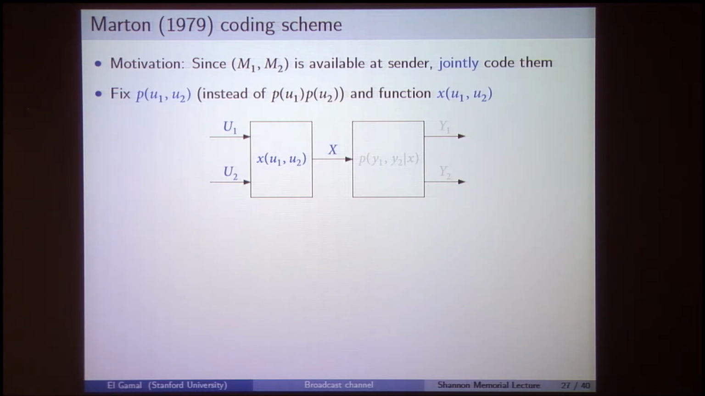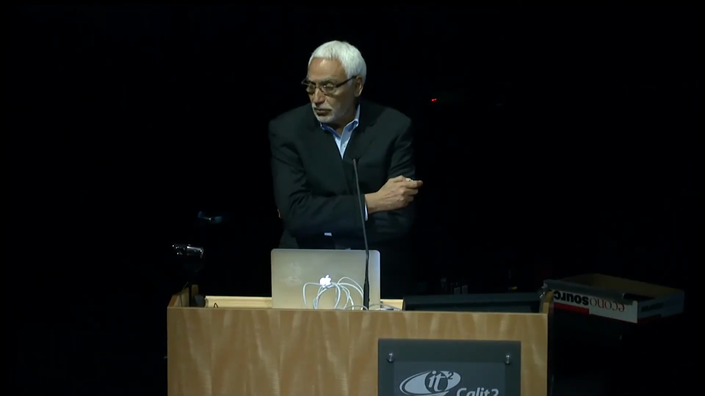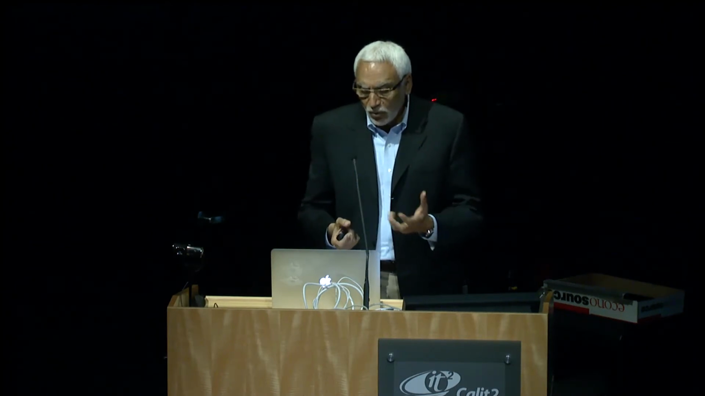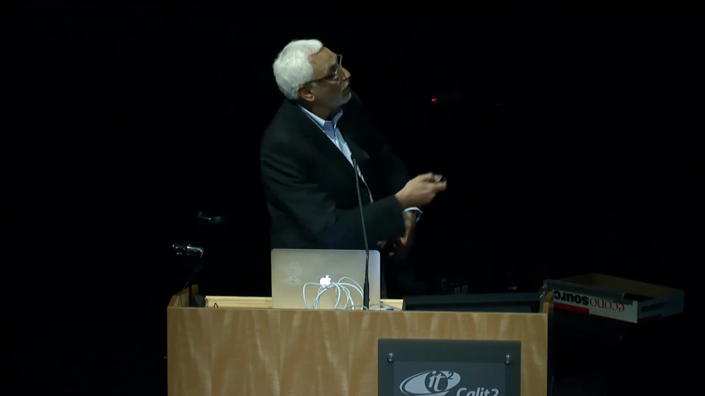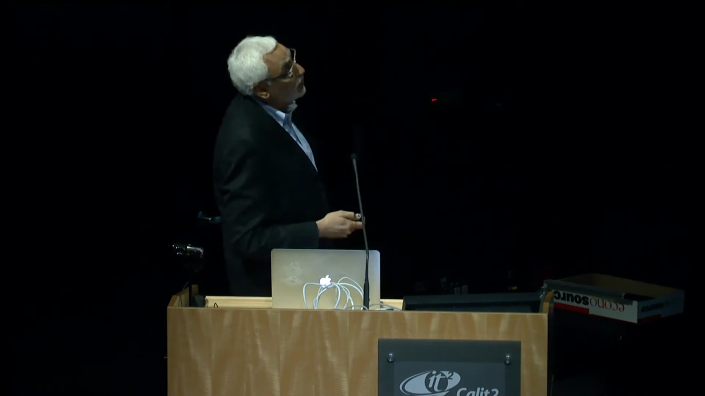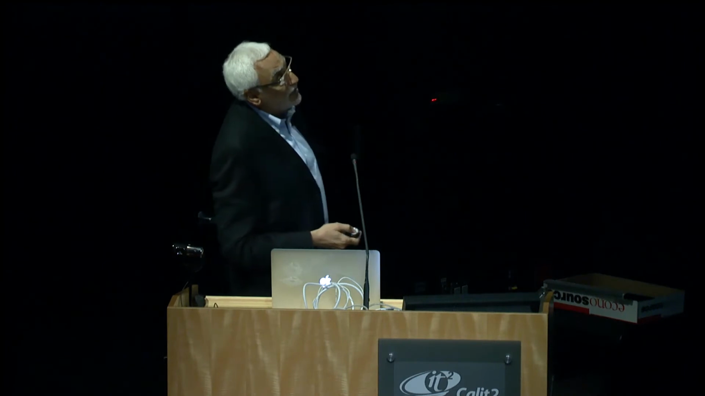Now, how do we generate correlated code words out of independent messages? Right? That's what we're trying to do here. Remember, the messages are independent of each other, but we want to generate code words that are actually correlated. So the way to do this is using the scheme by Marton. And the idea is this.